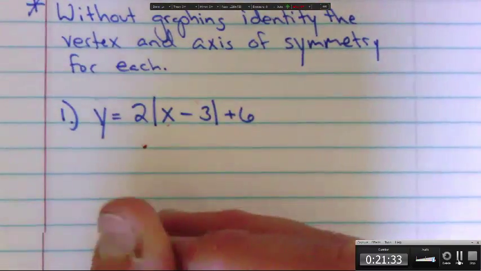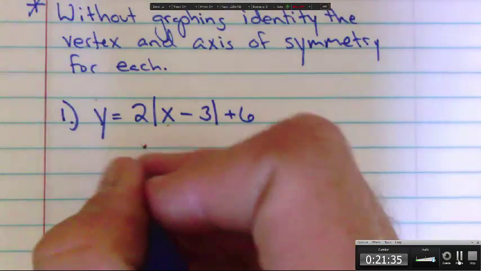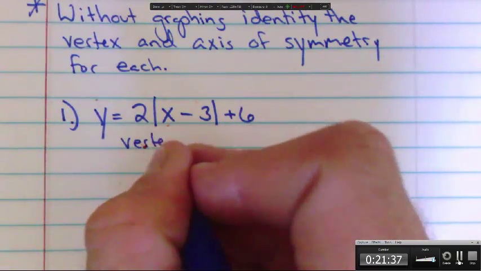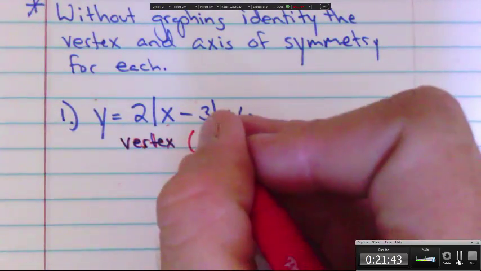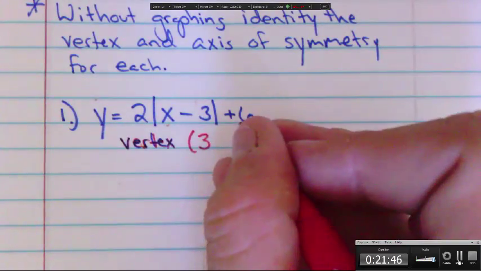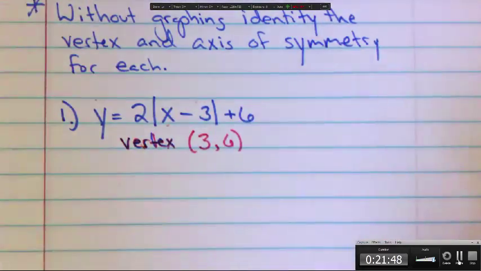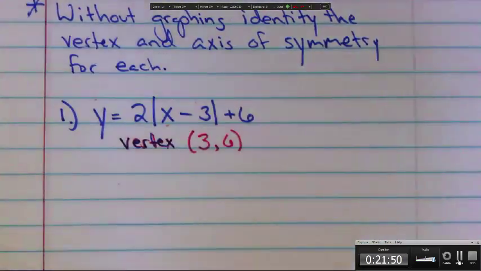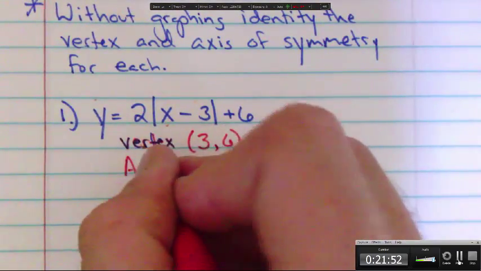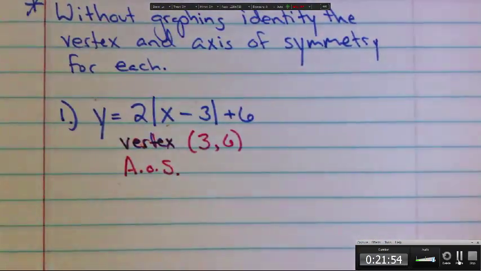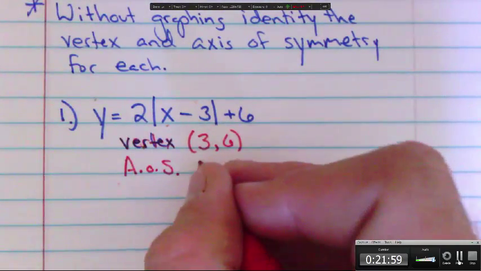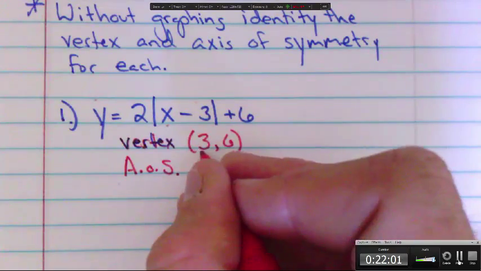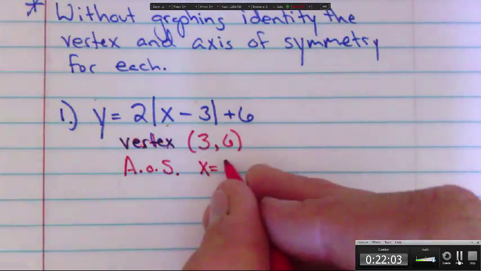Rather than doing that, we can get the answer without graphing, we can tell what the vertex is. Okay, let me use a different color. The vertex is, you change this number, negative 3. You keep this number, which is 6. And we can identify the axis of symmetry. Remember, the axis of symmetry is that vertical line that runs down the middle of the graph. It always has an equation of x equals whatever number we have for our x coordinate of our vertex.